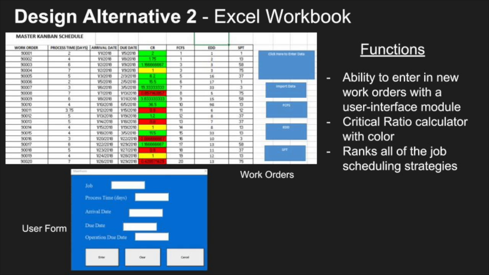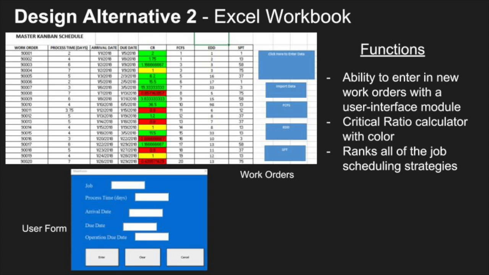The second design alternative is an Excel spreadsheet that I developed that acts as an ERP system. The spreadsheet has three main functions: the ability to enter in additional work orders with necessary information such as job number, due date, arrival date, and processing time. There is also a critical ratio calculator to display what each work order's critical ratio is.